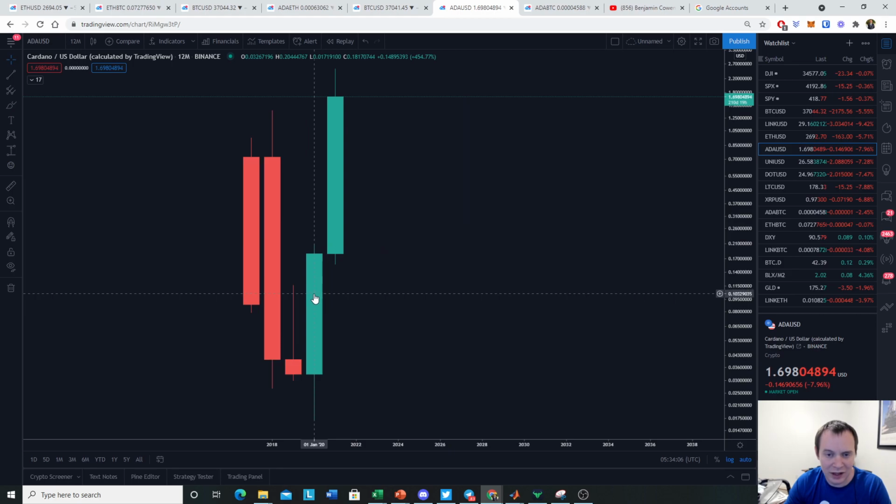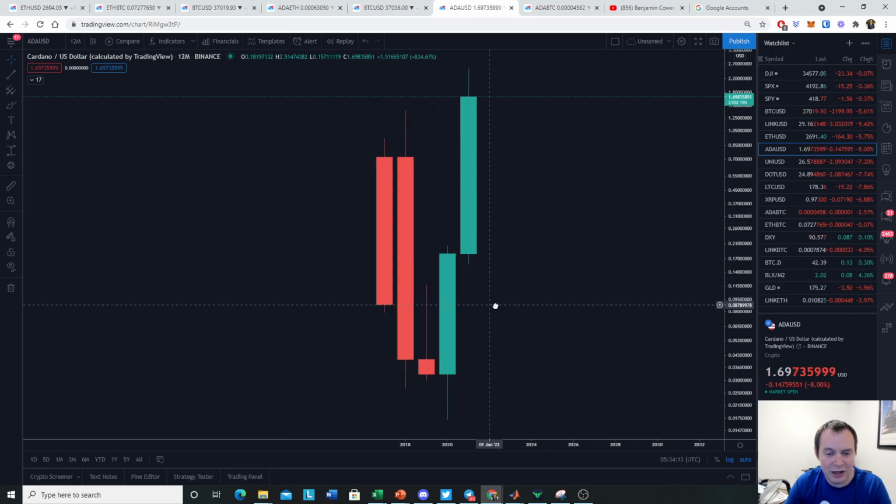These are 12-month candles, 455%. This one so far is 835%. Okay, when you zoom out, macro level investing in crypto makes a whole lot of sense. There's going to be times where you get significant pullbacks, and we try to identify those on this channel.